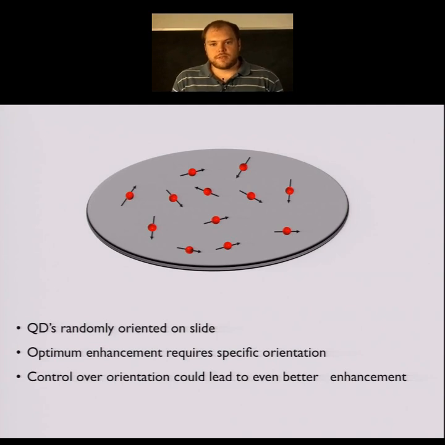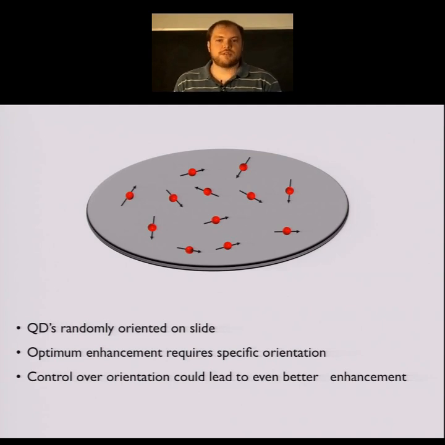To get the best enhancement using the magnetic field, we need a specific orientation so that the magnetic field is perpendicular to the c-axis of the crystal lattice, which is represented by the black arrow. And so you can see that since they're randomly oriented, we don't get the maximum possible enhancement. So we need to find a way to orient them.